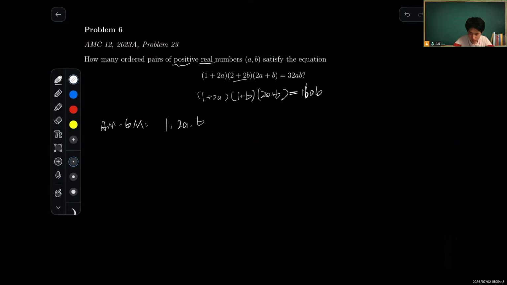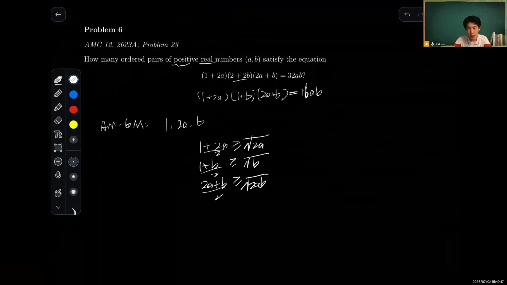What happens is 1 plus 2a is greater or equal to the square root of 2a. 1 plus b is greater or equal to the square root of b, and 2a plus b is greater or equal to 2 square root of 2ab. Of course, there's a divide by 2, I forgot to write that. And that means this product is greater or equal to 16ab if you combine everything together. And you notice that these two things are exactly the same.